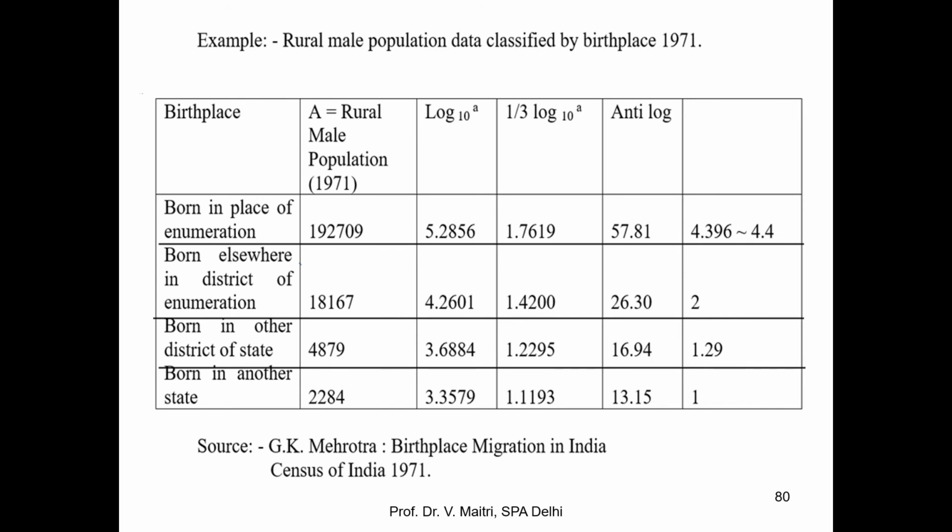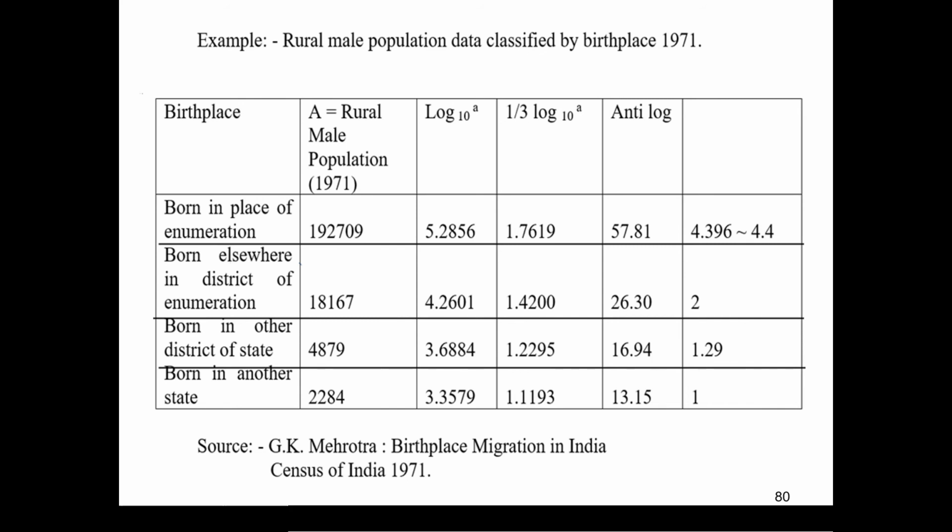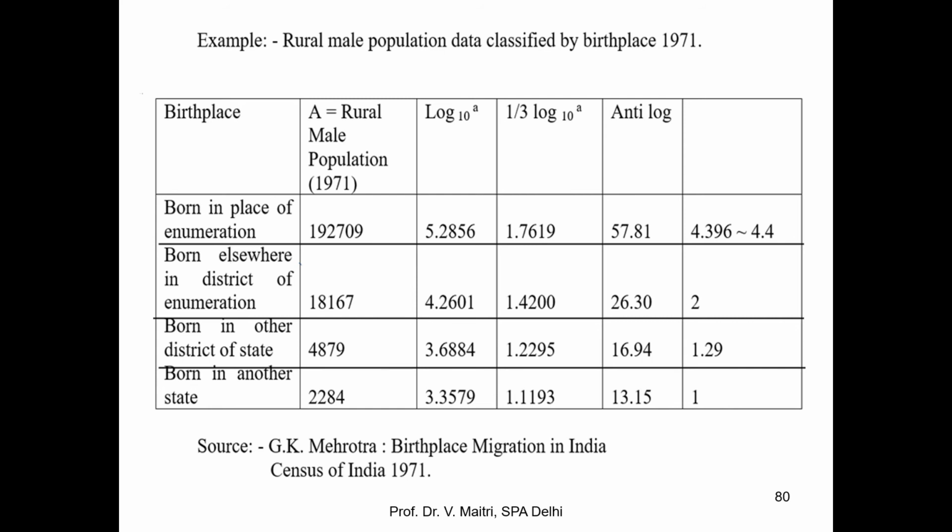Now the rural male population, classified on the basis of 1971: born in place of enumeration, born elsewhere in the district of enumeration, born in another district of the state, and born in another state. So this is the birthplace migration data of 1971.